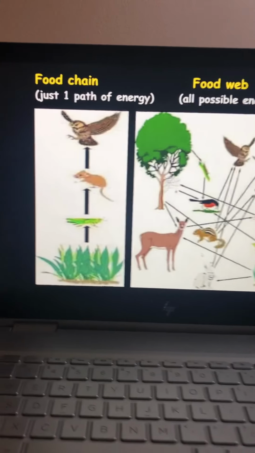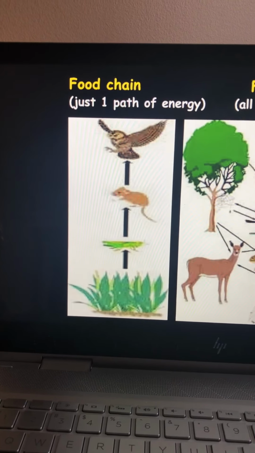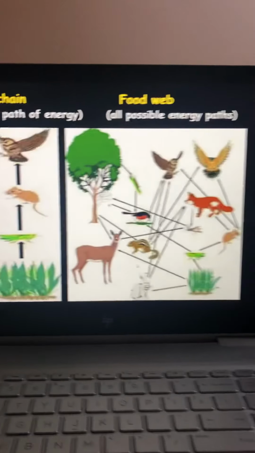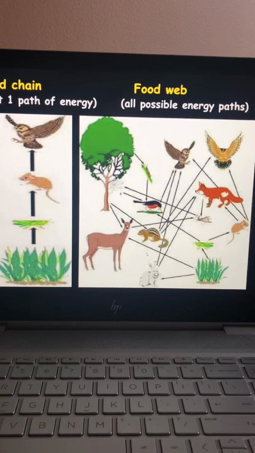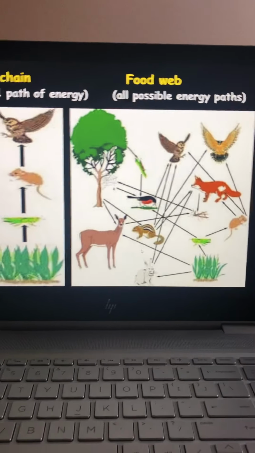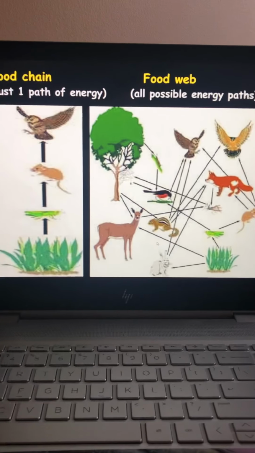But the food chain is easier to understand because it is just going from one organism to the next to the next. And the food webs, they can get a little tricky. You've got to get your finger in there and see where the direction of the arrowhead is pointing to.